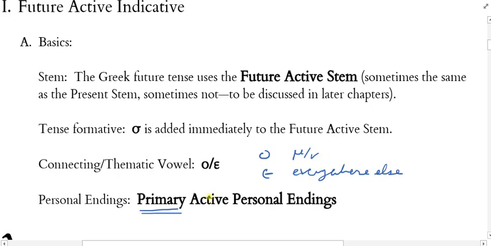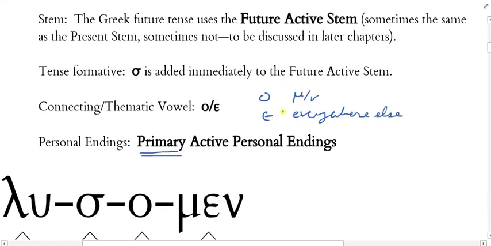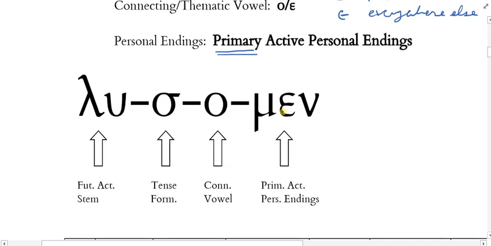If you know your present active indicative, you pretty much know the future, with just the modification of adding the sigma tense formative to the stem. So let's take a look at a little diagram. I have lusomen. So the lu part here is my future active stem. Guess what? This future active stem looks exactly like the present stem, doesn't it? So there's no modification of stem here, which is great. There will be some modifications with other forms, we'll see.